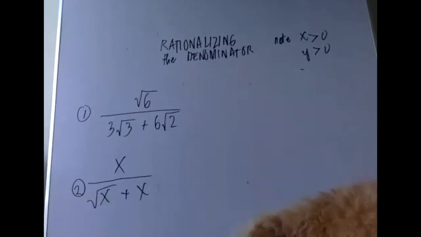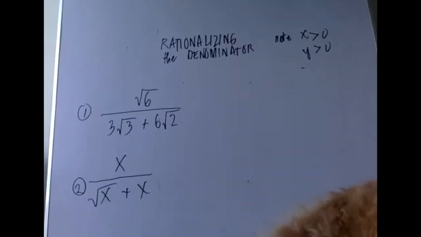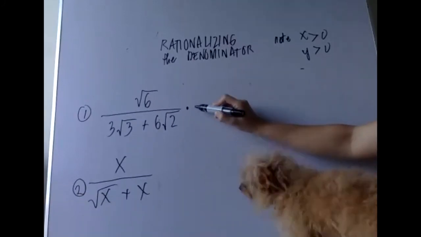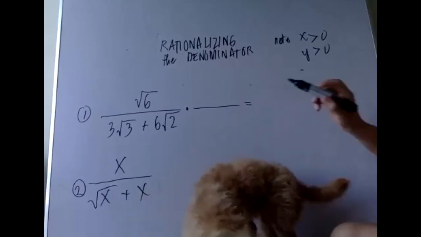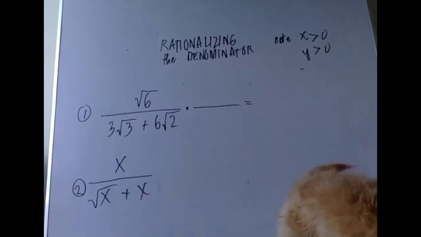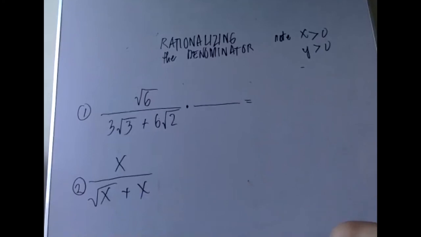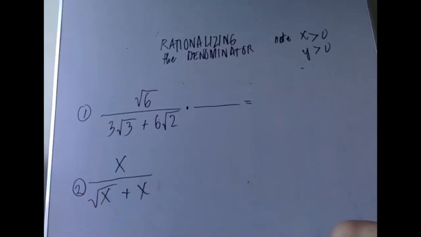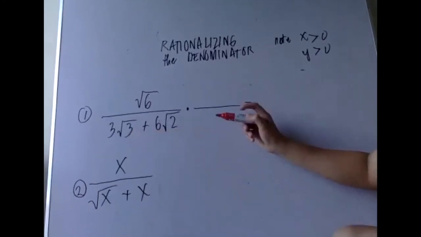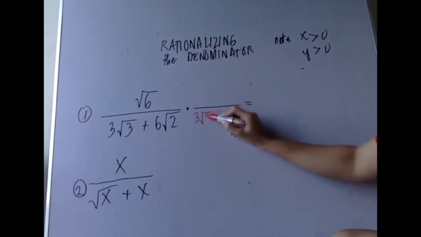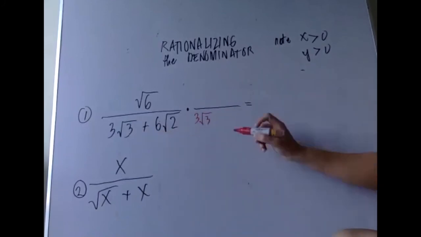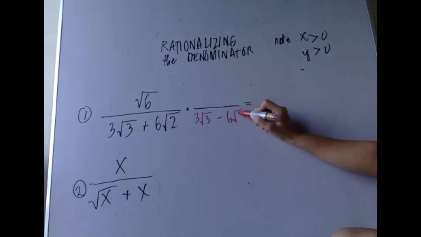Okay, sagutan na natin. For the first one, ano yung i-multiply natin? Ganun pa rin. Okay? Just to conjugate. Or yung idea is, yung isa, pareho yung sign. So, 3 square root of 3 pa rin. And then yung isa, opposite yung sign. Minus 6 square root of 2.